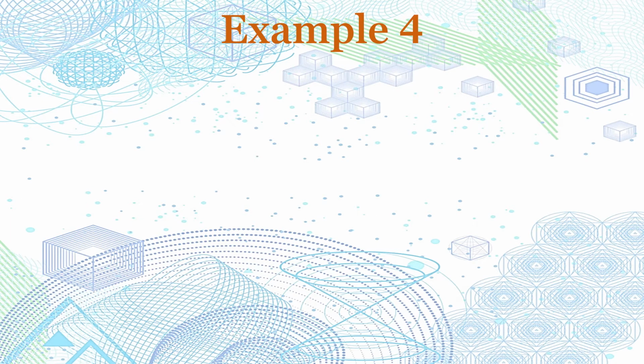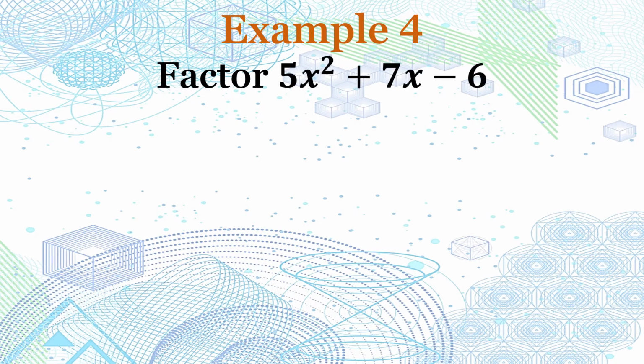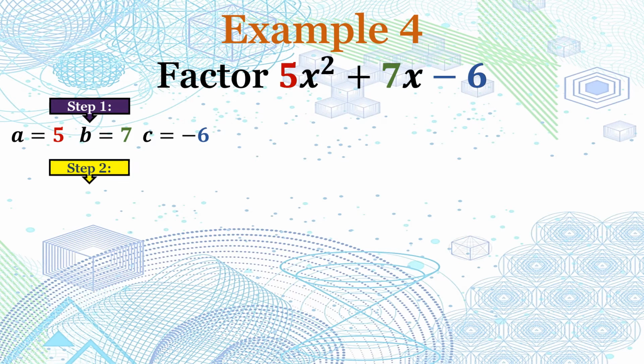Next example, factor 5x squared plus 7x minus 6. So again, let us first identify a, b, and c. So a is 5, b is 7, and c is negative 6. Then let's multiply a and c. So that will be 5 times negative 6 is negative 30. Then let's find factors of AC that add up to b. But since c is negative, then the factors should have different signs.